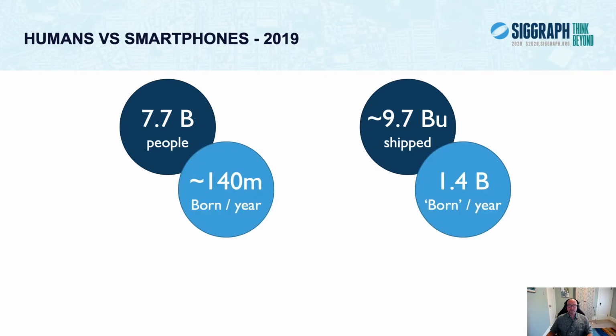Compare this to the human population. In 2019, the World Bank estimated 7.7 billion people, of which 3/4 are 15 years or older. The global birth rate was around 140 million people a year, so that means that each year we make very close to 10 times the number of phones as we do people.